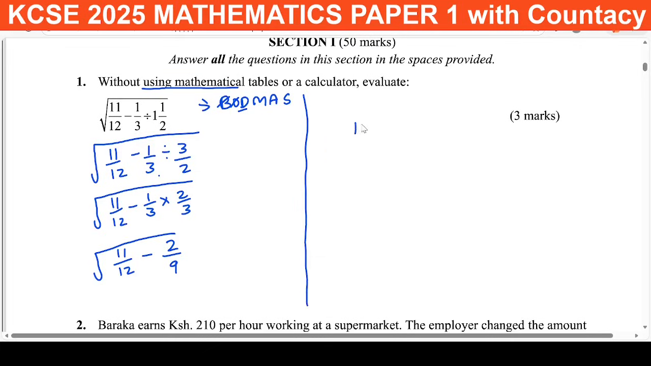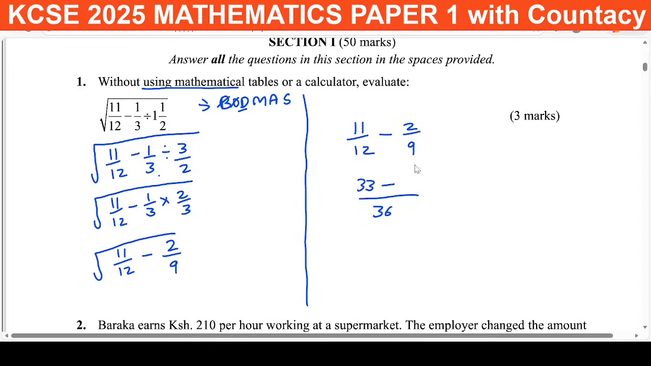Great, amazing. So we are having 11 over 12, and this one you are supposed to minus 2 over 9. What we use here is that we try to find the LCM of these numbers, 12 and 9. The LCM of these numbers is 36. Therefore, we do 36 divided by 12. That's going to give you a 3 multiplied by 11. That's going to give you a 33.